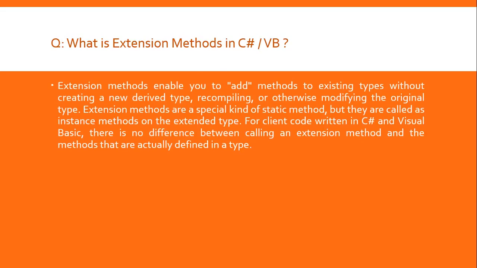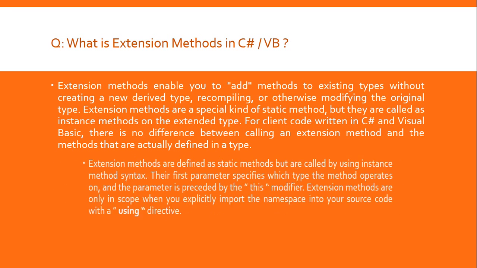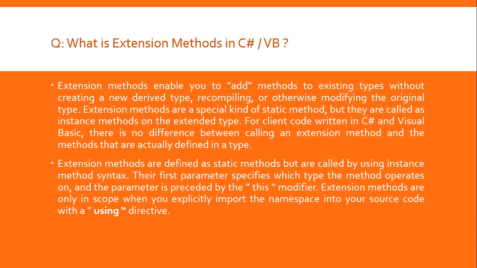Extension methods enable you to add methods to existing types without creating a new derived type, recompiling, or otherwise modifying the original type. Extension methods are a special kind of static method, but they are called as an instance method on an extended type. For client code written in C Sharp or Visual Basic, there is no difference between calling an extension method and a method actually defined in the type.